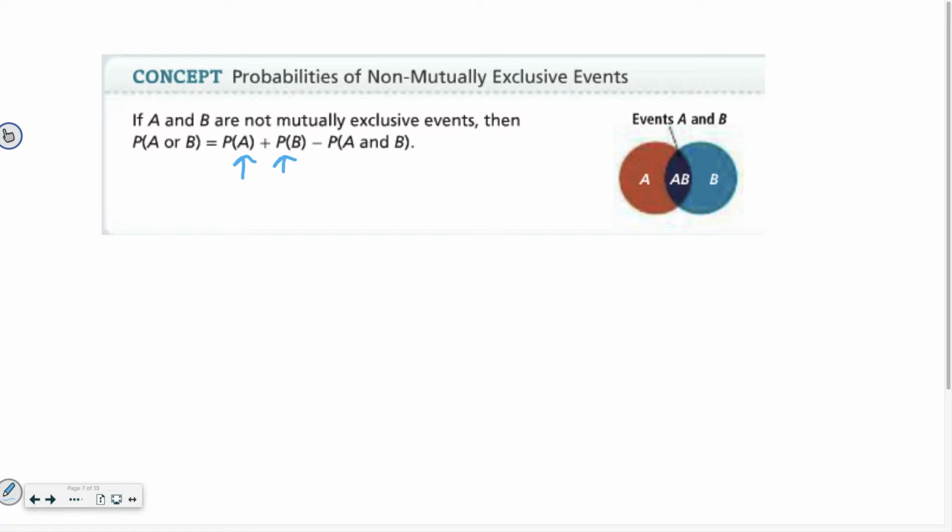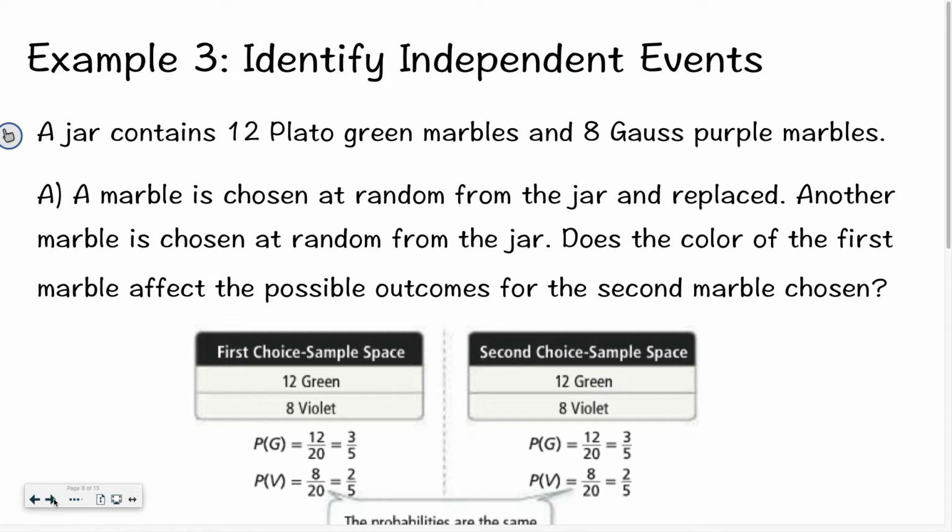You take your non-mutually exclusive events, add them together, and subtract the overlap. Okay? All right. Identify independent events.